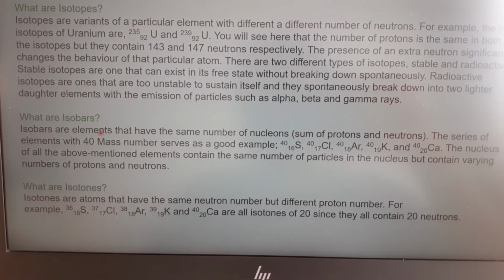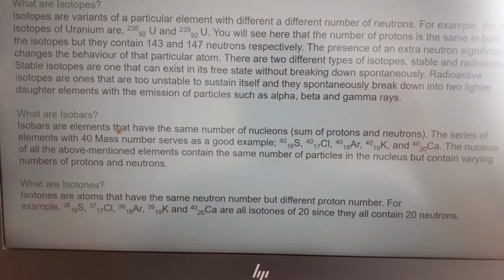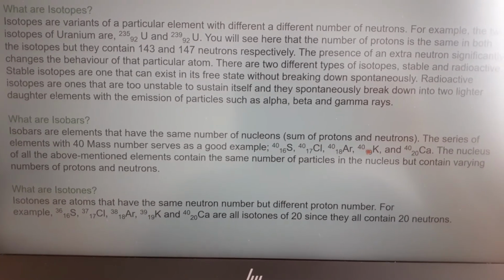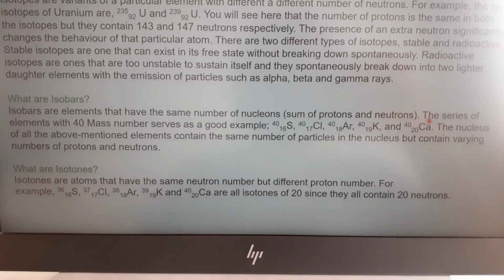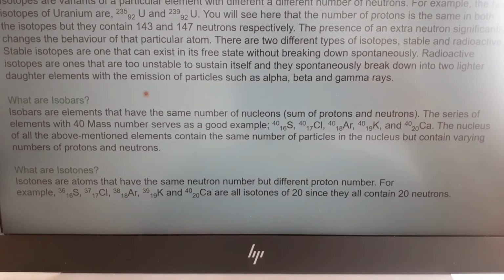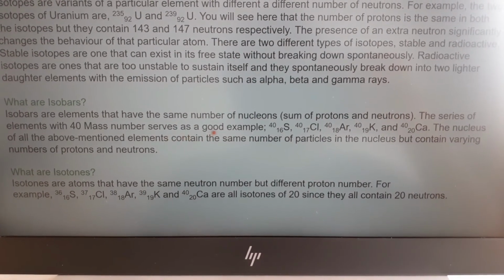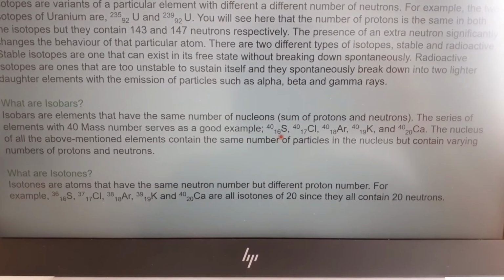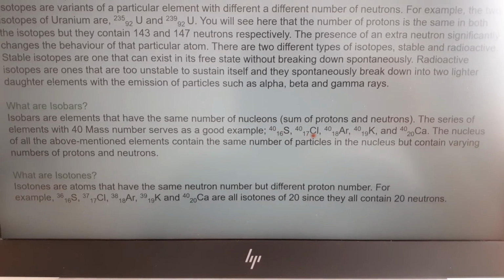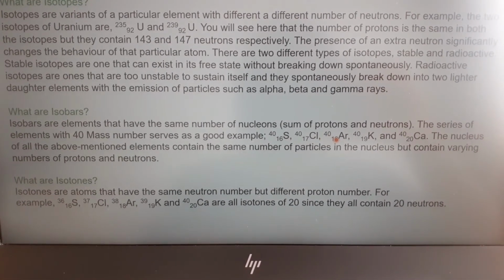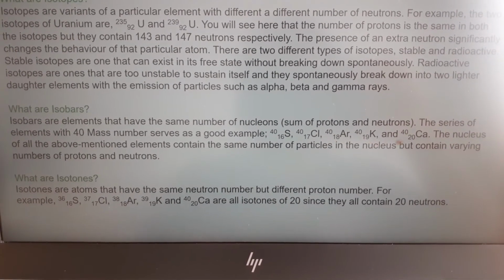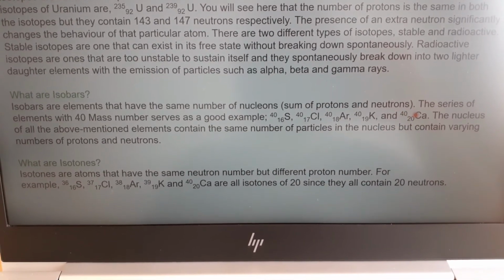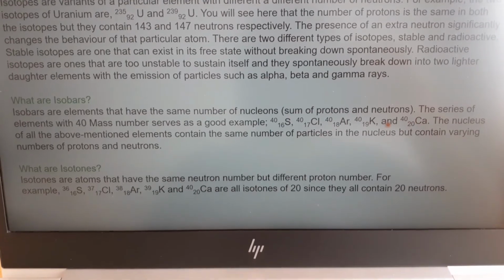What are the isobars? The isobars are elements that have the same number of nucleons, the protons plus neutrons. The series of elements with mass number 40 serves as isobars. So you can see sulfur 40, chlorine 40, argon 40, and the rest of the other elements which have the atomic mass number 40, which are called the isobars.